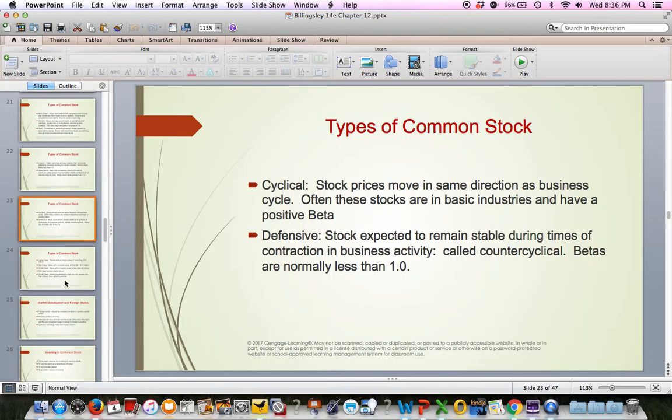A defensive stock is expected to be stable kind of when the economy is down. A defensive stock will at least be stable or do okay, and it will maybe react the opposite way of many other stocks. If the economy is going down, that stock may hold steady or go up a little bit. Walmart's one of the classic examples of a defensive stock, and believe it or not, McDonald's is too.